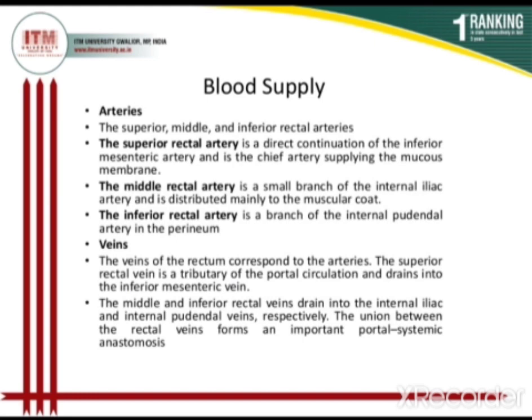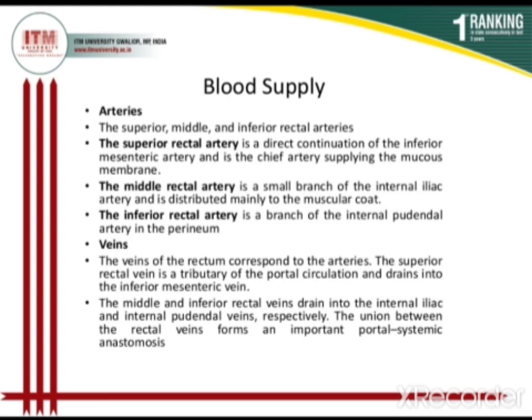And the arterial supply: the superior, middle and inferior rectal arteries. The superior rectal artery is a direct continuation of the inferior mesenteric artery and is the chief artery supplying the mucous membrane. The middle rectal artery is a small branch of the internal iliac artery and is distributed mainly to the muscular coat. And the inferior rectal artery is a branch of the internal pudendal artery in the perineum.